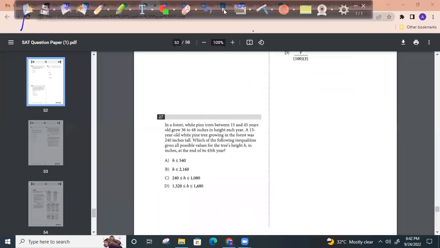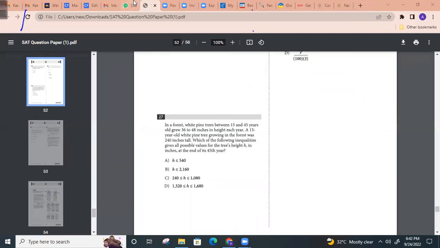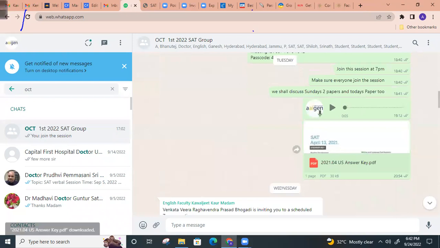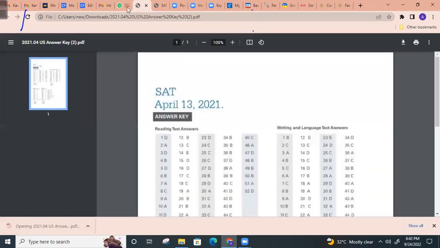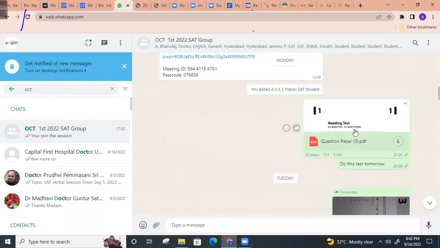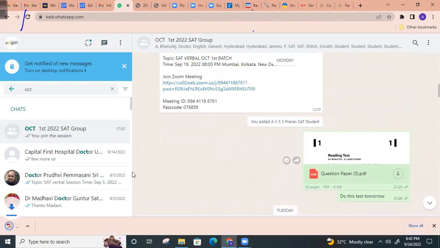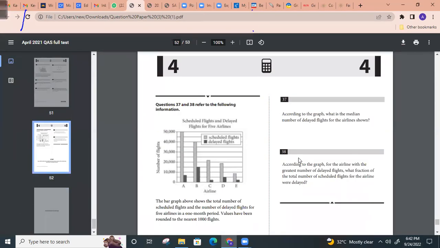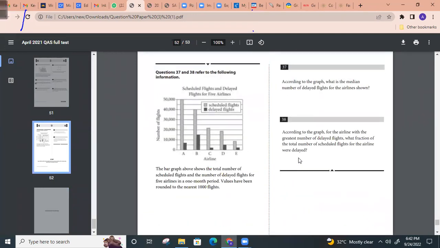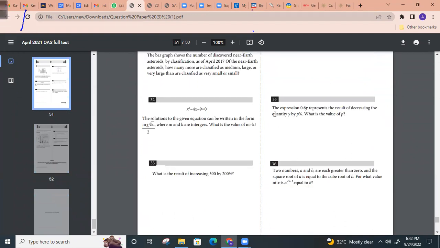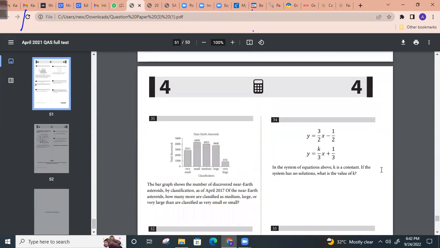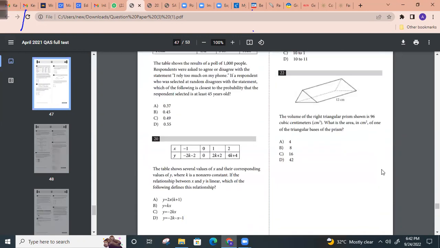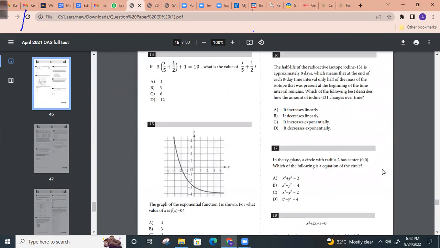I'll show you one more paper, which I discussed with the students right now. I think this is the paper. This is the 2021 April paper, which was conducted in the US. So just now students are asking me, yes, not this paper, it is some other paper. They asked me a very good question, based on the quadratic equations, quadratic functions. I can show you every paper will have a minimum of 2 to 3 questions based on the quadratic functions.